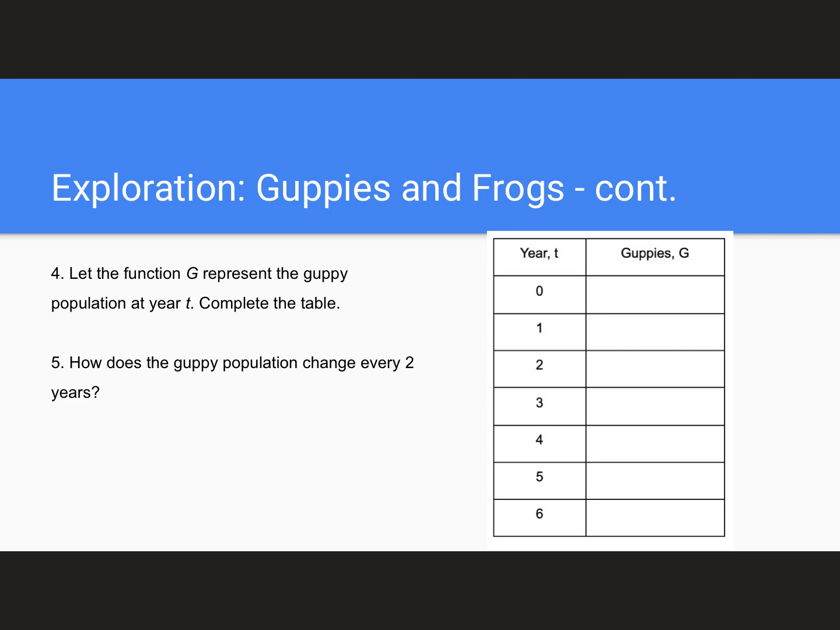Okay, so now we're going to look at this function. G is representing the guppy population at year T. So remember, we're going to complete this table. So at year 0, there were how many guppies? 300. And then we're going to complete this by increasing it by 25 each time. So then we have 325, then we'll be at 350, and so on. So let's look at the next part. How does the guppy population change every 2 years? You should be able to answer that question without any guidance. How does it change every 2 years? Look at your table if you need help.